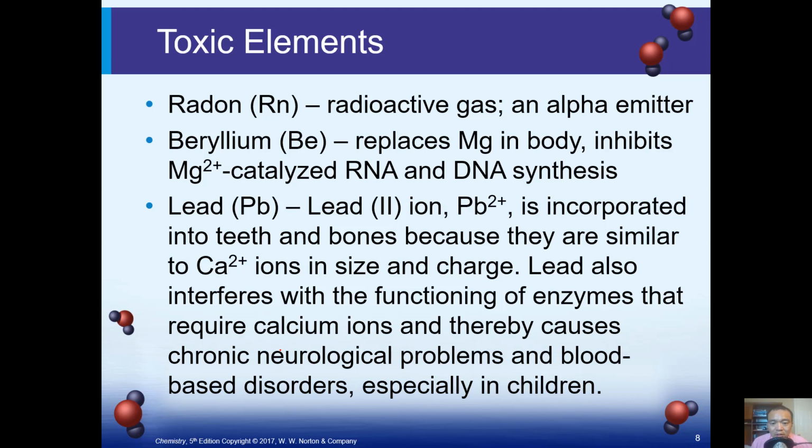As we just noticed, some elements in the periodic table are harmful to human health. Inhaled radon gas poses serious health issues because it is an alpha emitter. It emits the alpha particles, which is dangerous to our health. Beryllium toxicity is most often encountered in industrial settings where the beryllium contaminated dust is inhaled. It can replace magnesium ions in the body, where it inhibits the magnesium catalyzed RNA and DNA synthesis in the cells.